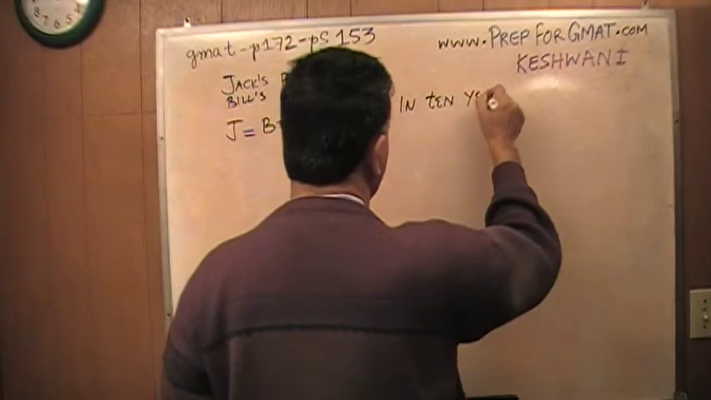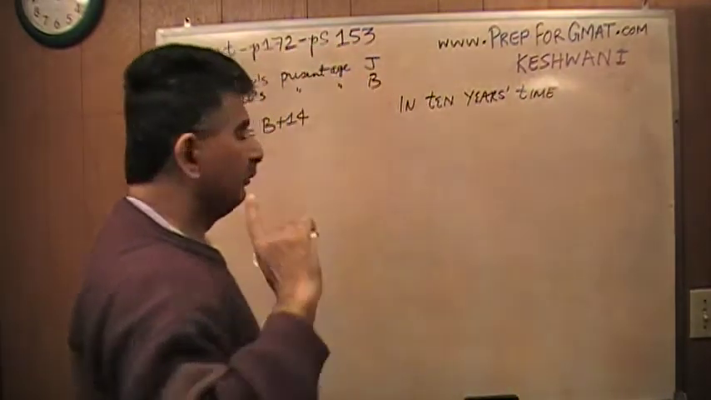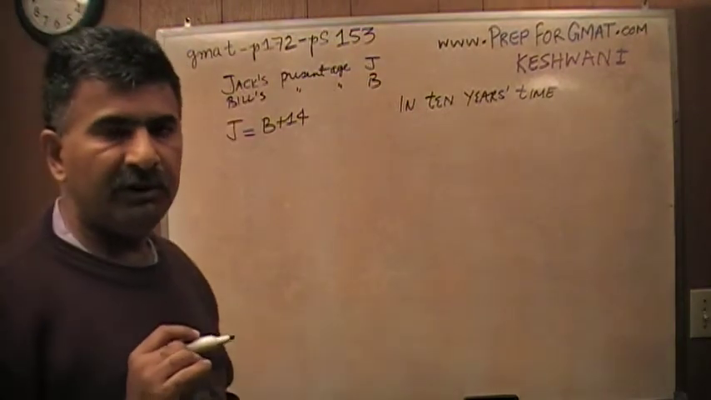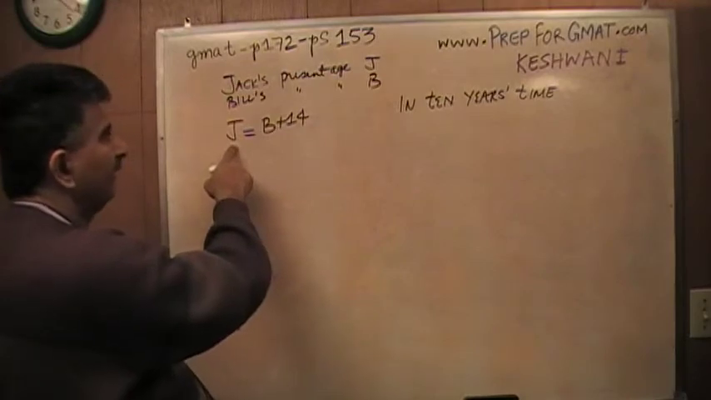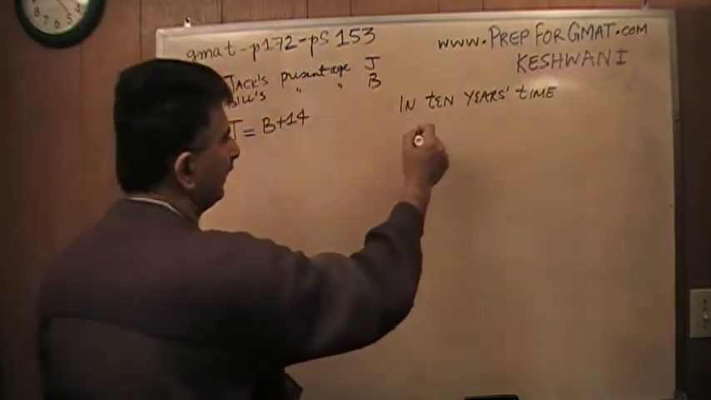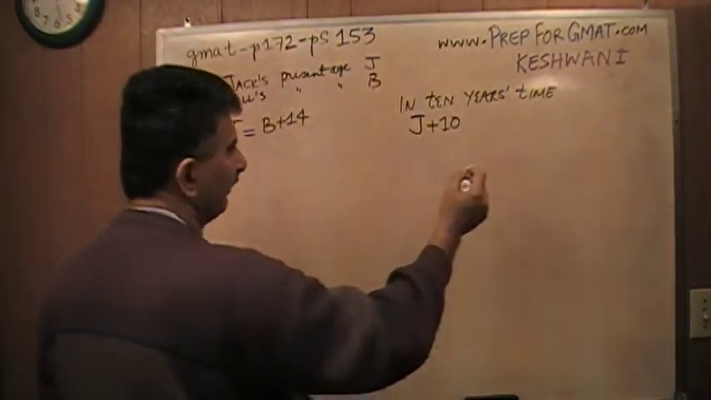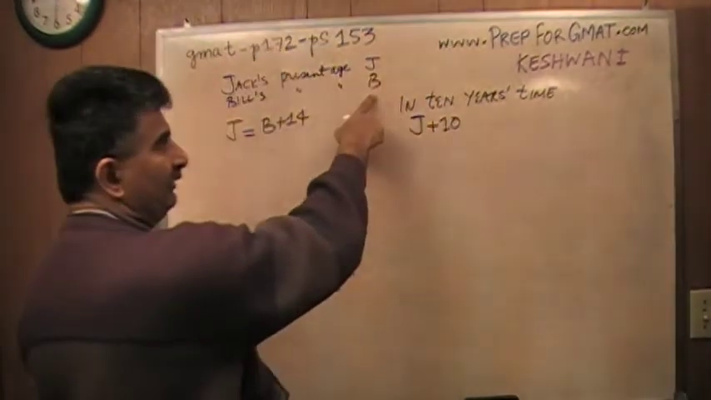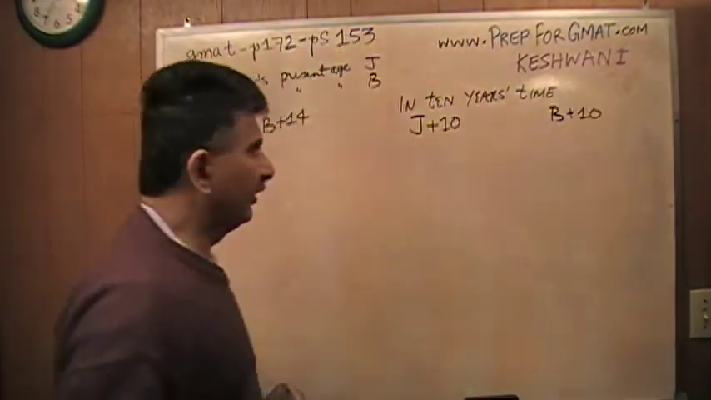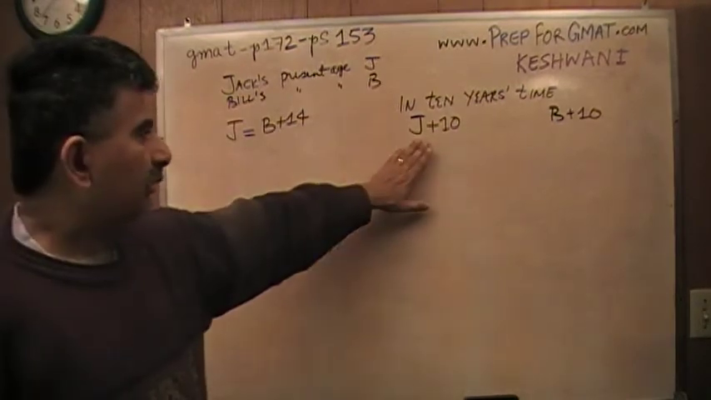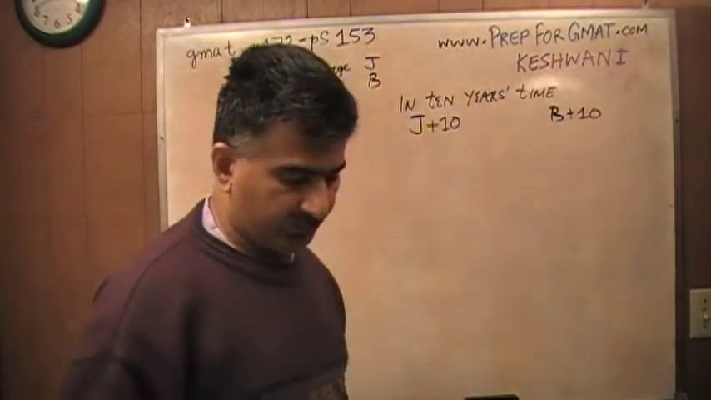In 10 years time, before I even finish reading my sentence, ask yourself, what will be Jack's age in 10 years time if his age right now is J? In 10 years time he will be J plus 10. What is going to be Bill's age? Right now Bill's age is B. In 10 years time he is going to be B plus 10. That should be straightforward. In 10 years time, whatever Jack's age today is going to be 10 more than that. Whatever Bill's age is today is going to be 10 more than that.